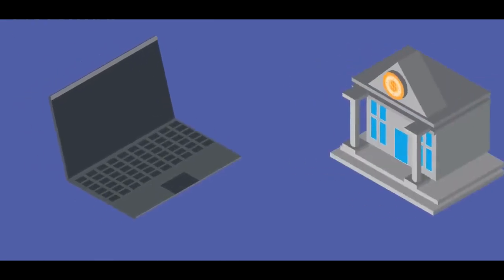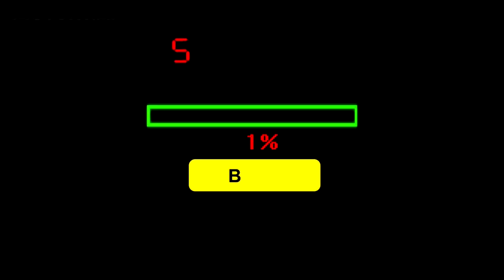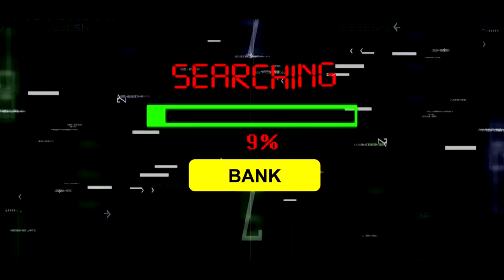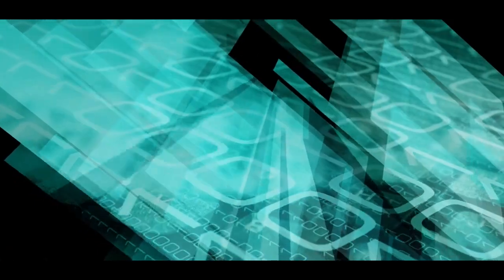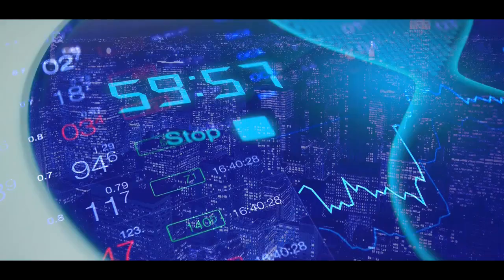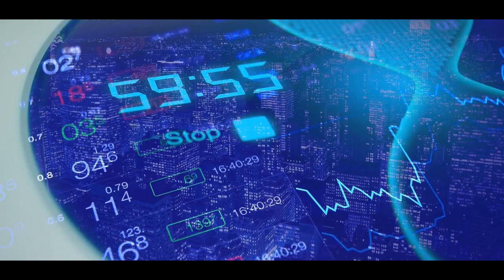Step 1. Researching and choosing a bank. The first step in setting up your online banking account is researching and choosing the right bank. Consider factors such as reputation, account options, fees, and online security measures. Take your time to find the perfect match for your financial needs.